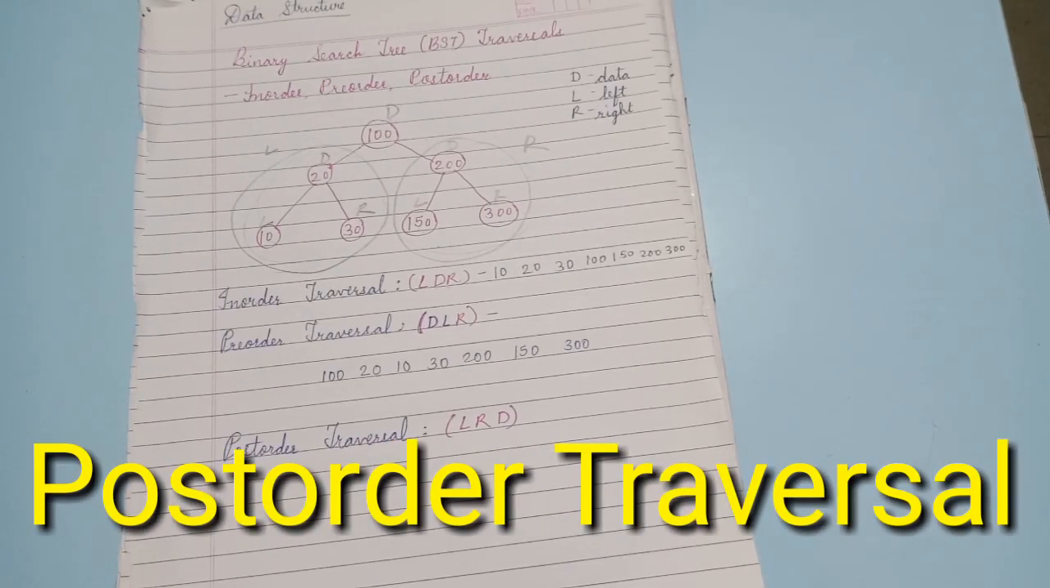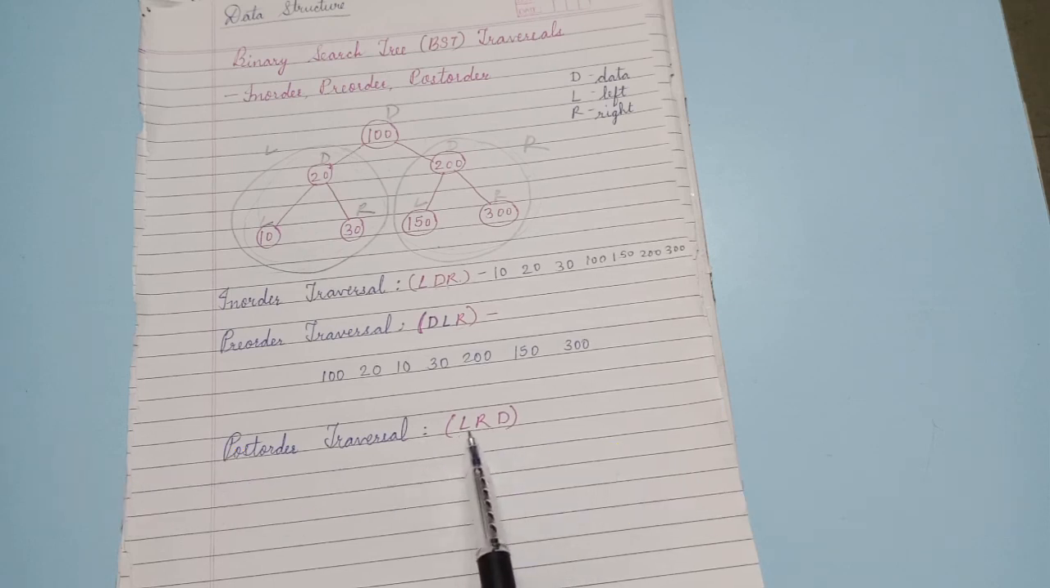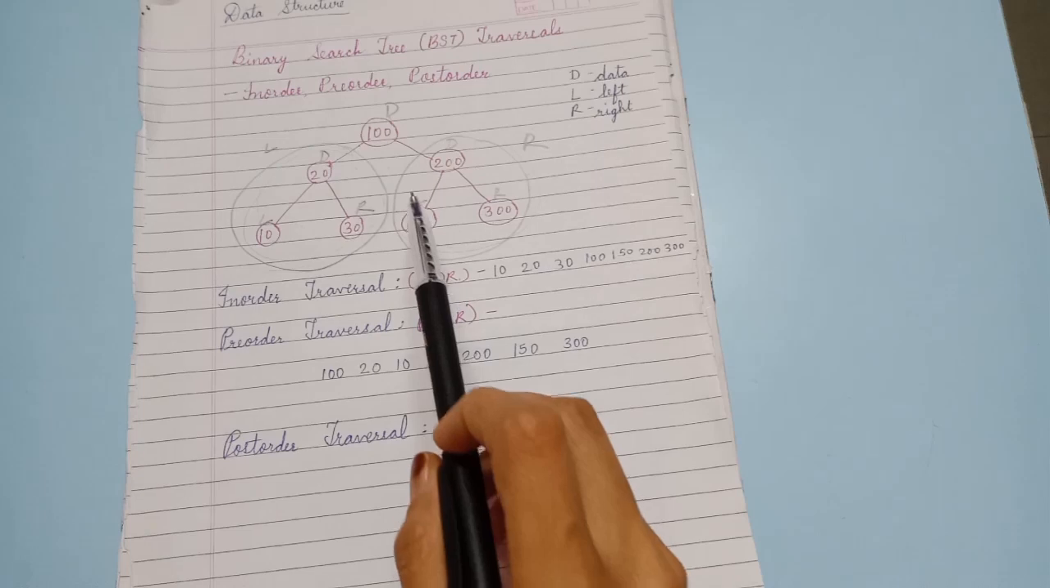In this video, let's learn about post-order traversal. We'll use LRD, L for left, R for right, D for data. So this is the given tree.